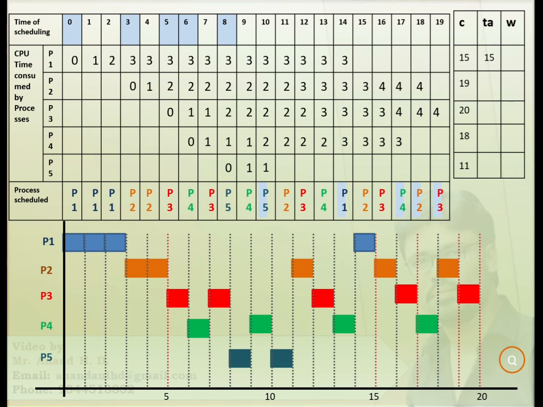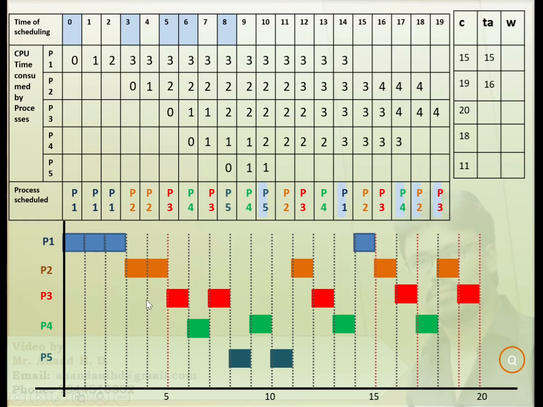Similarly, process P2 has a service time of 1, 2, 3, 4 and 5 time units, and a waiting time of 1, 2, 3, 4, 5, 6, 7, 8, 9, 10 and 11. So a service time of 5 time units and a waiting time of 11 time units. 5 plus 11 is 16 time units. So that is the turnaround time for process P2.